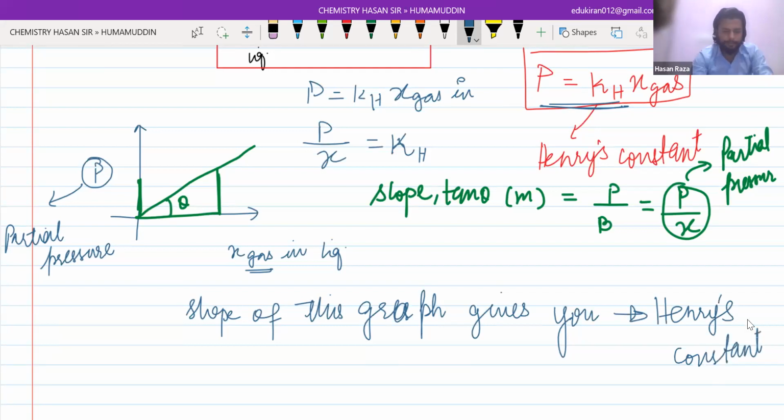Are you getting my point? Yes. Please do write. And Austin, do you know how to calculate mole fraction? Yes, sir. Okay. And do you know about molality? Yes, sir. That's good.